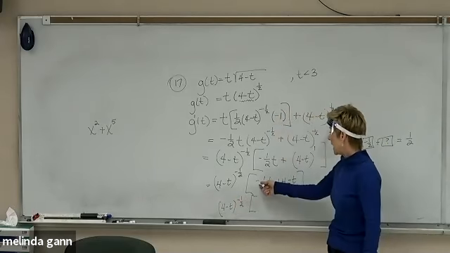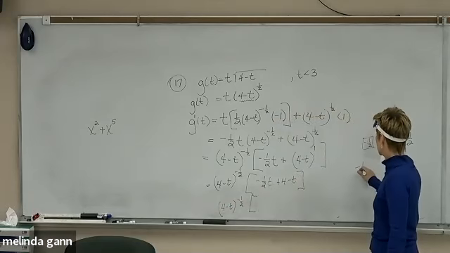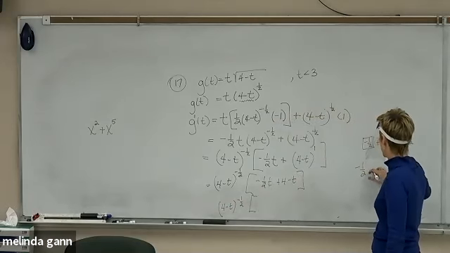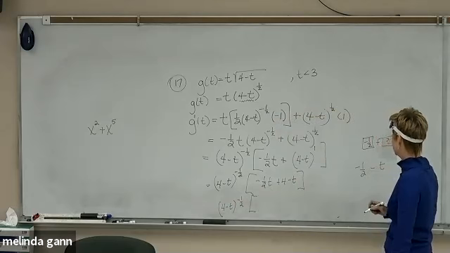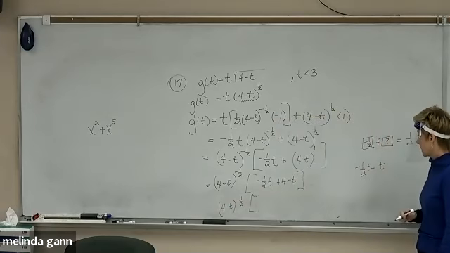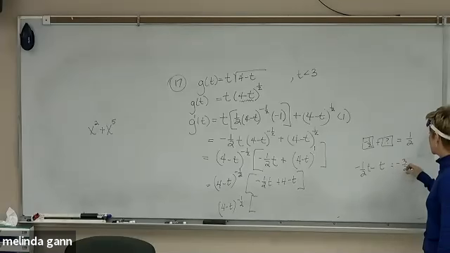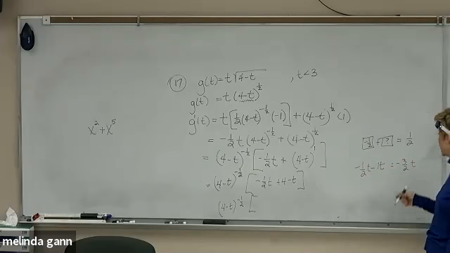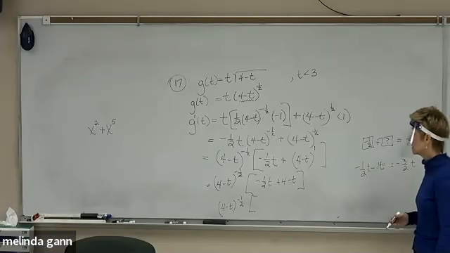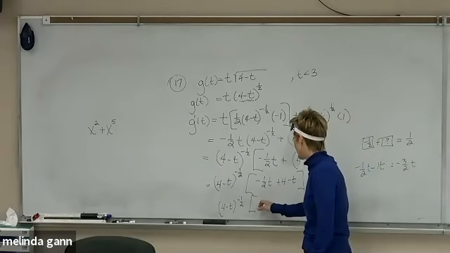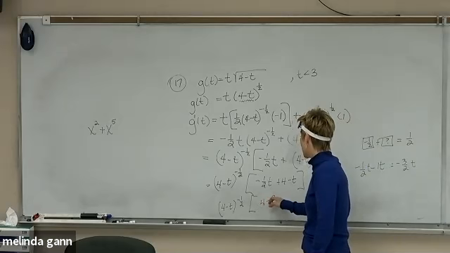Now, what's a -1/2 t minus another t? It's a -3/2 t, isn't it? When you got a -1/2 t minus another whole t, don't you have a -3/2 t? So I'm going to have a 4 minus a 3/2 t.